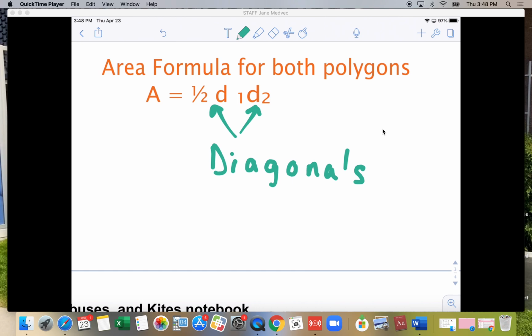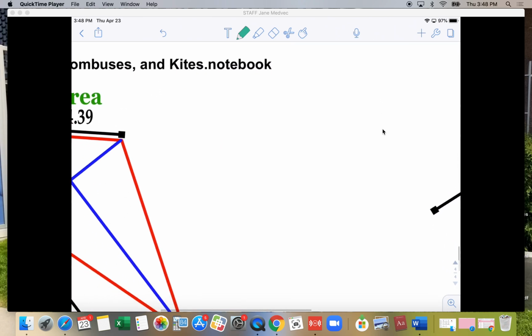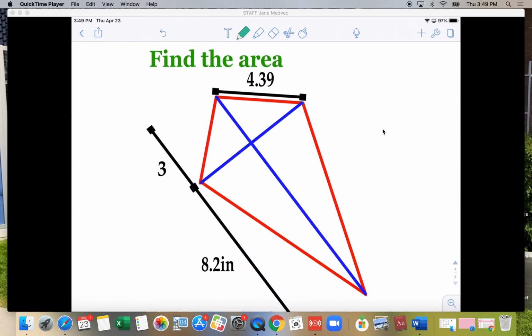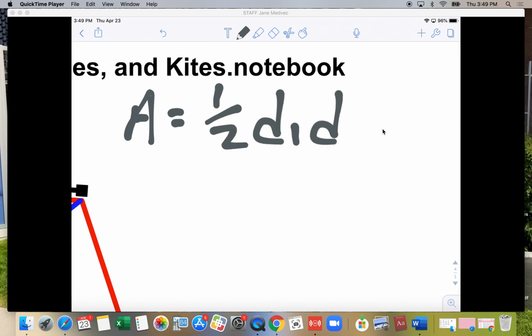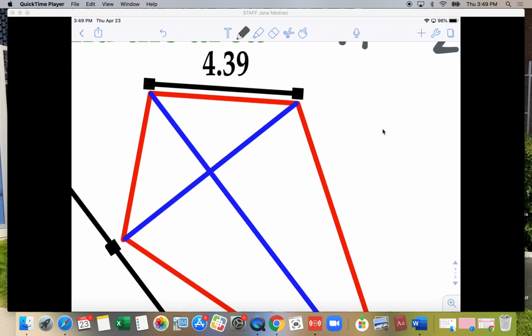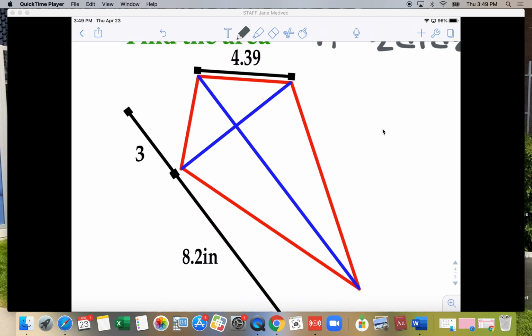Okay, so let's go ahead and take a look at each one of these figures. Here's the first one. It asked me to find the area. I'm going to grab that formula: A equals 1/2 D1 D2. If I look at this figure, I know that this side is congruent to this side, I know this is 90 degrees, and I know that this is congruent to that.